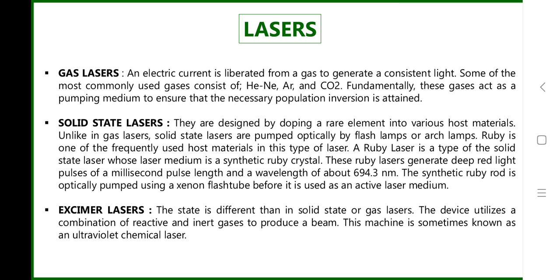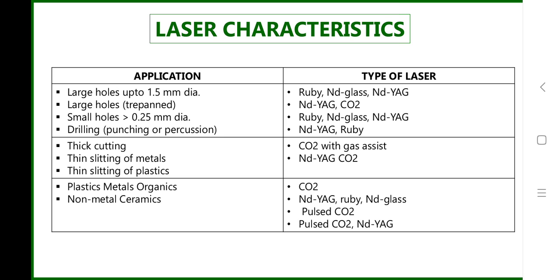Now the third laser is the excimer laser. The state is different than in solid state or gas lasers. The device utilizes a combination of reactive and inert gases to produce a beam. This machine is sometimes known as an ultraviolet chemical laser. This is about the lasers.